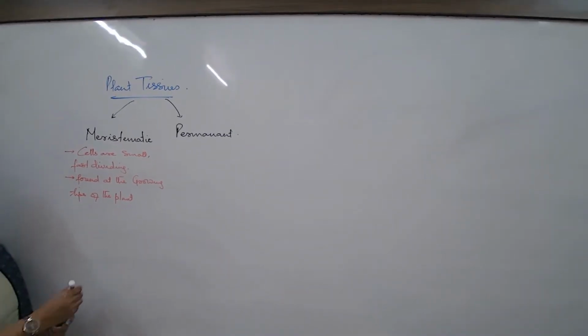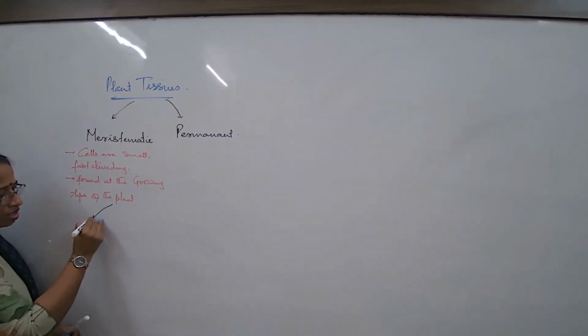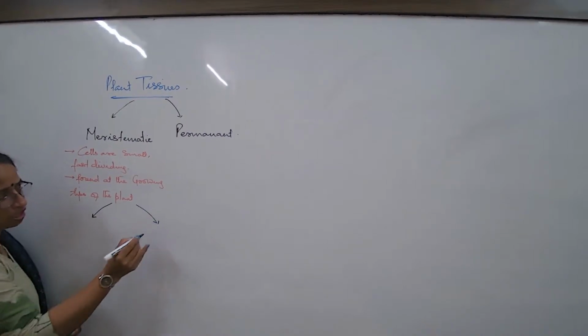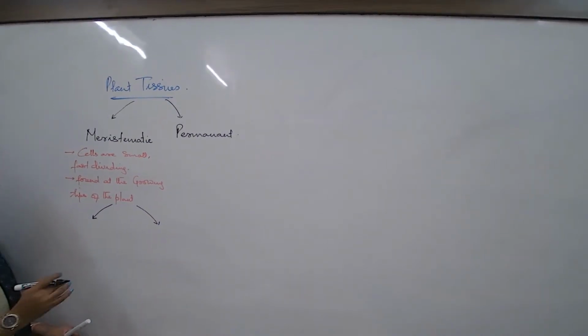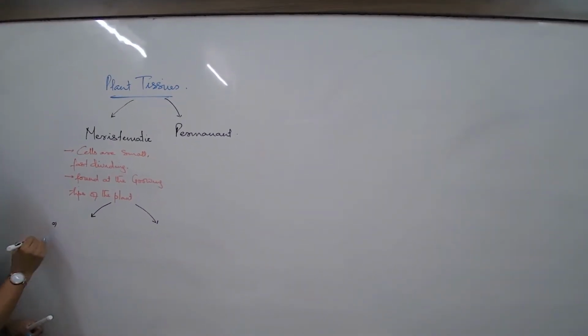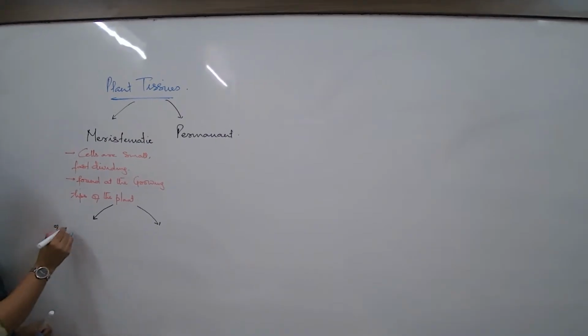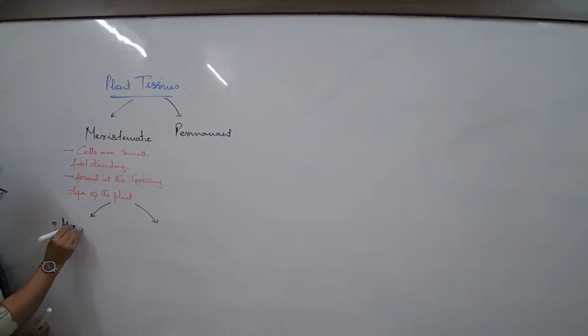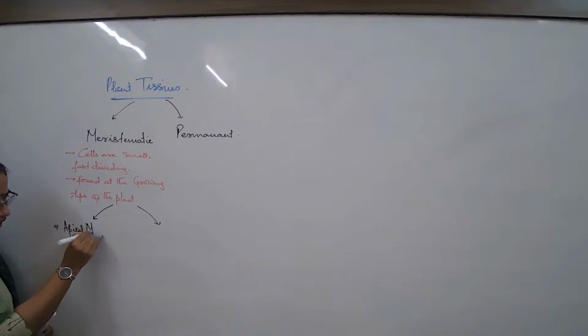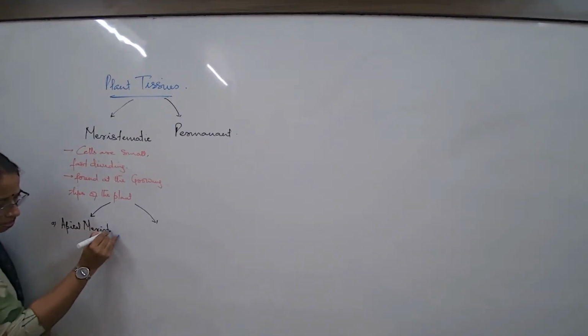But meristematic again has got certain types. We have to talk about the types of meristematic. What are the types of meristematic? The first is apical meristem.